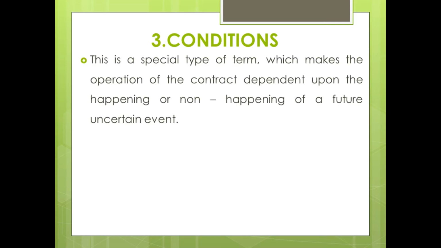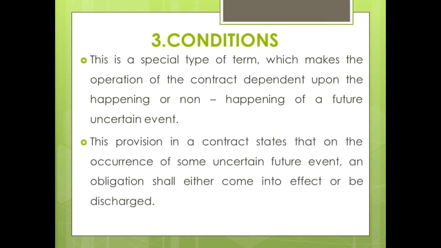Now, let us move on. We want to look at conditions we find in contracts. Conditions are a special type of terms which makes the operation of a contract dependent upon the happening or non-happening of a future uncertain event. This provision in a contract states that on the occurrence of some uncertain future event, an obligation shall either come into effect or be discharged. Those are the conditions we are talking about.